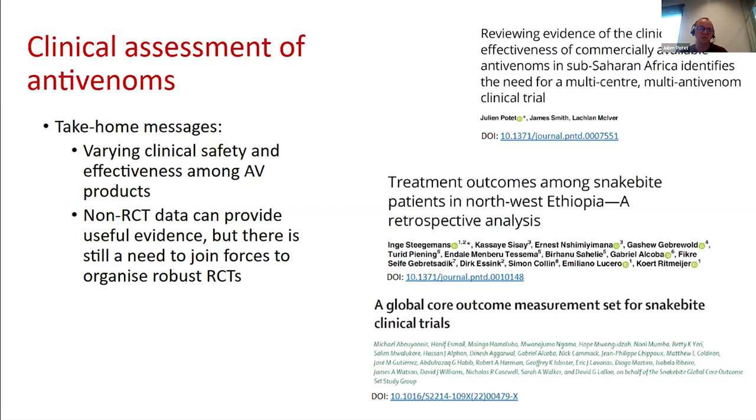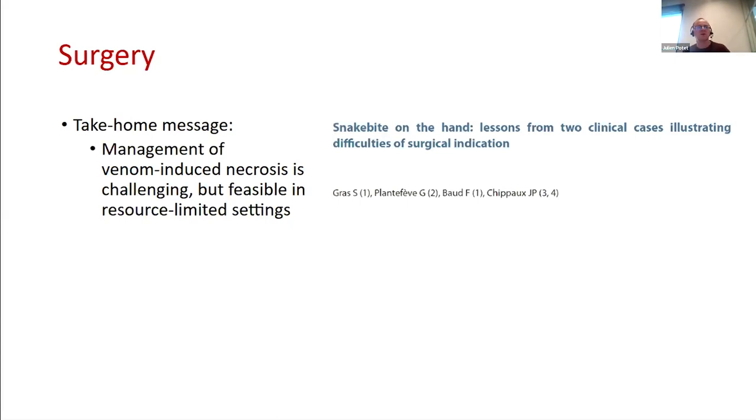And in that sense, we have contributed to a consortium that has recently published a global core outcome measurement set for snakebite clinical trials, trying to harmonize the different endpoints and the different indicators that should be used in the future in clinical trials for snakebite. Next slide. Surgery is another activity that on some occasions our colleagues in the field can practice and can describe. We've had a few publications about surgery following very severe cases of snakebite. And the take-home message here is that the management of venom-induced necrosis is challenging, but it is feasible in resource-limited settings, according to our experience.